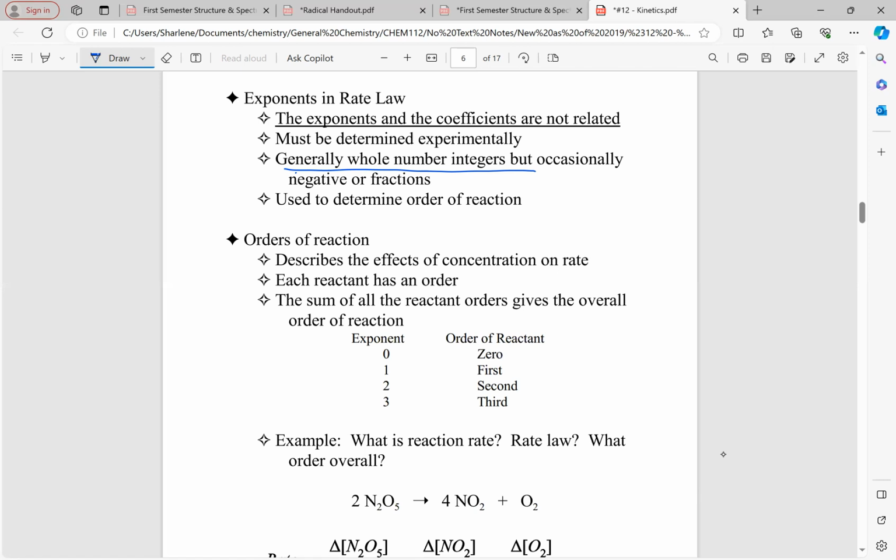They are used to determine something called the order of the reaction. The order of the reaction describes the effects that it has overall. I call that the importance. How important are you to the overall reaction? And that is basically its order. Every reactant has its order, and then you add those up to get the overall order. So zero is called zero order, first order, second order, and third order.